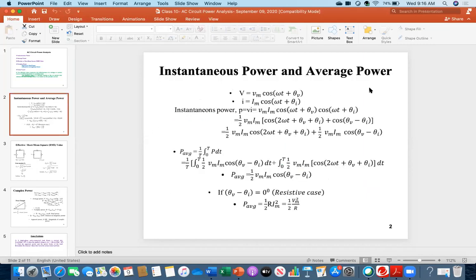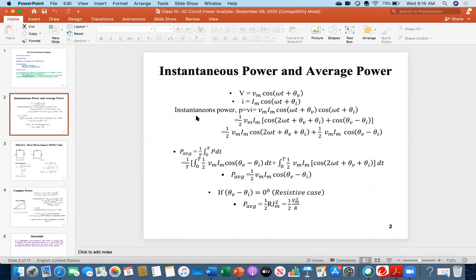Everybody assume that you have an AC circuit, with voltage and current flowing through it. Assume that the voltage expression is Vm cosine of (omega t plus theta v) in the time domain, and the current flowing through that circuit is Im cosine of (omega t plus theta i). I just use different angles to indicate voltage and current.